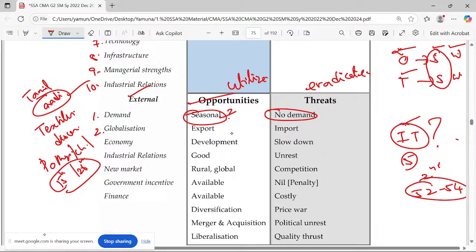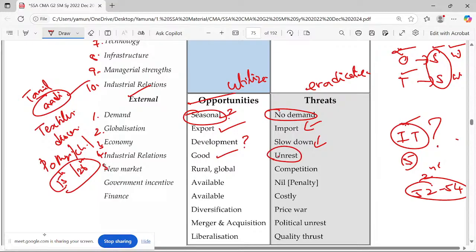Second, globalization. Yes, exporting is an opportunity, but at the same time, there will be imports. Mahindra will be facing Tesla's launch. Third one, economy. Please check whether it's a developed economy, a developing economy, or it's just slowing down. Fourth one, industrial relations may be good; sometimes there is unrest. If there's a war situation, there is unrest.